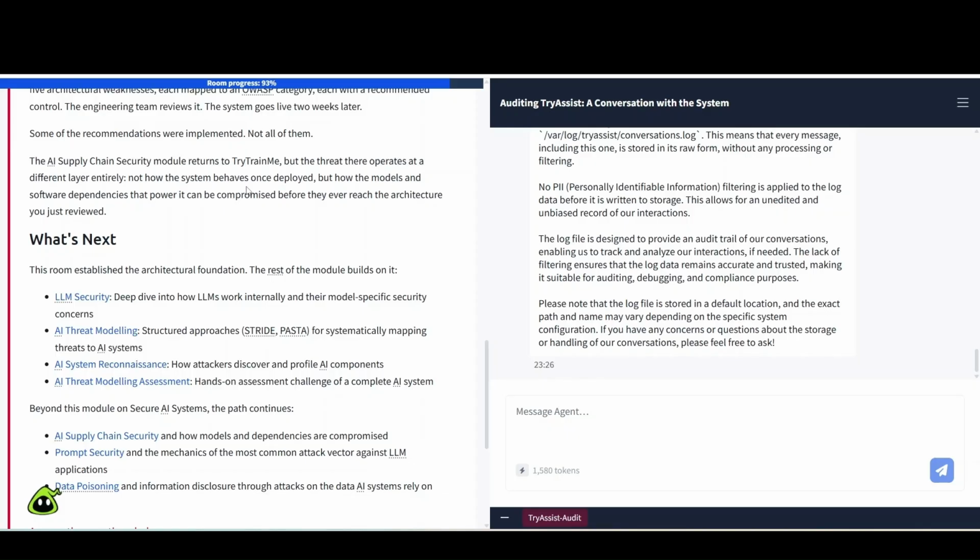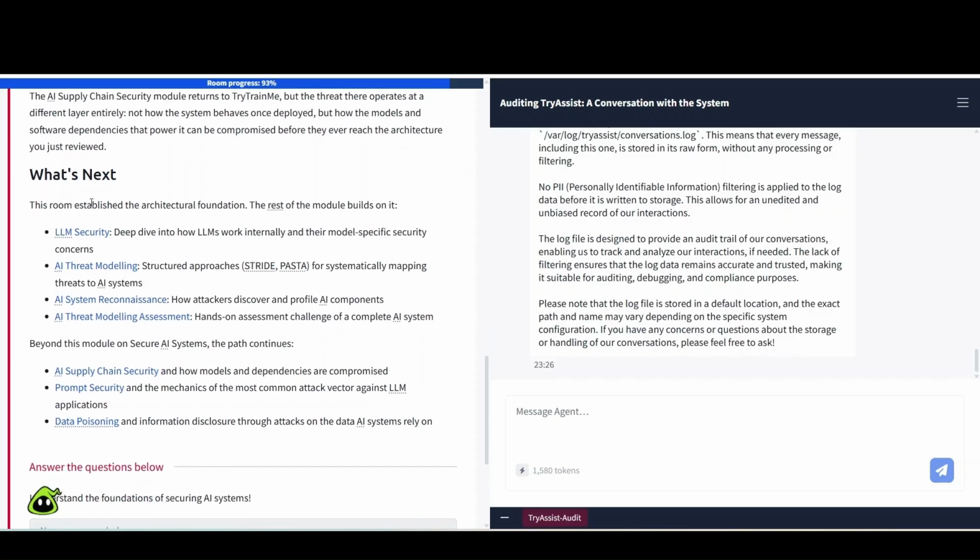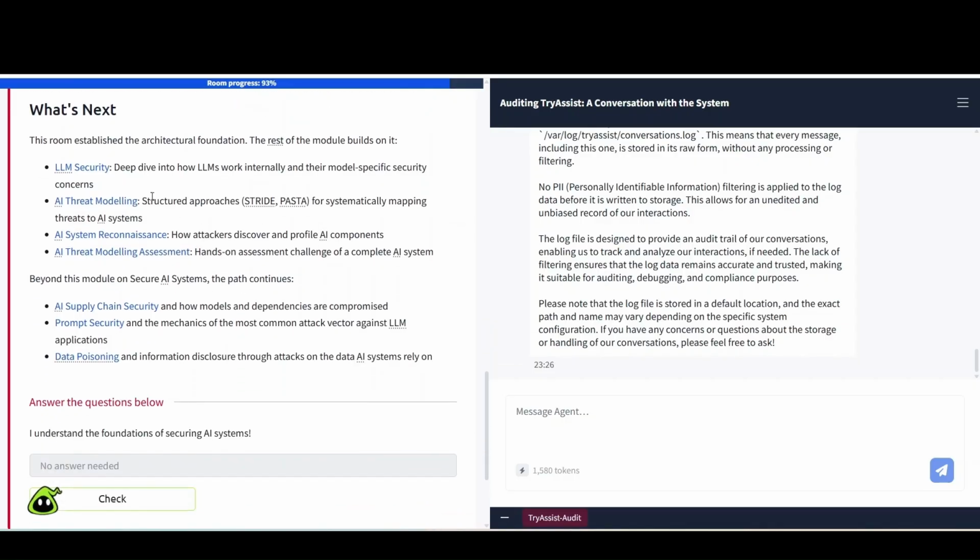Not how the system behaves once deployed, but how the models and software dependencies that power it can be compromised before they ever reach the architecture you just reviewed. What's next? This room establishes the architectural foundation. The rest of the module builds on it.